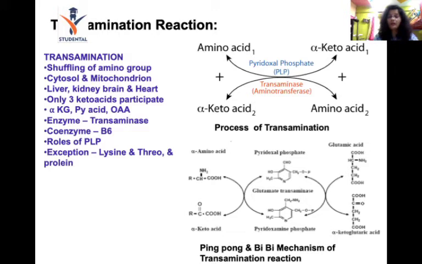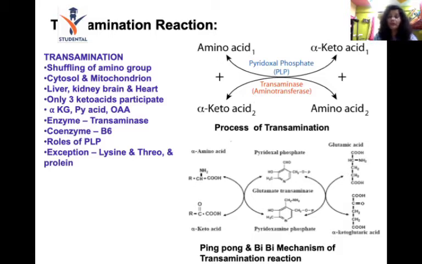Now, not all amino acids undergo transamination reaction. Exceptions are lysine, threonine, proline, and some books also mention hydroxyproline. So these amino acids cannot undergo transamination reaction.